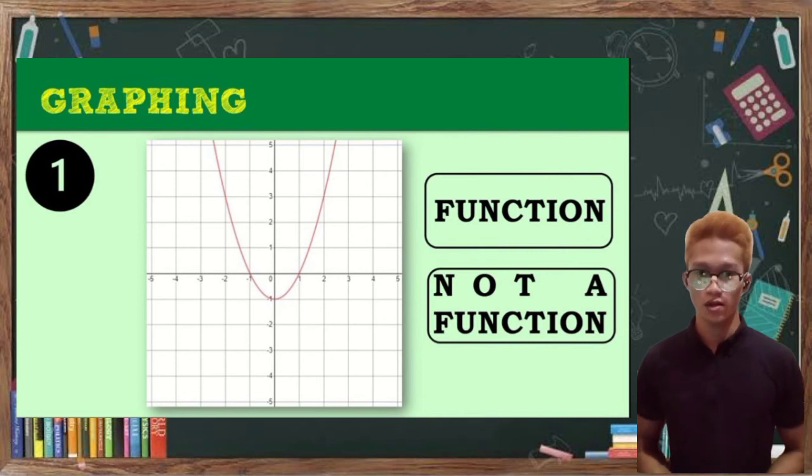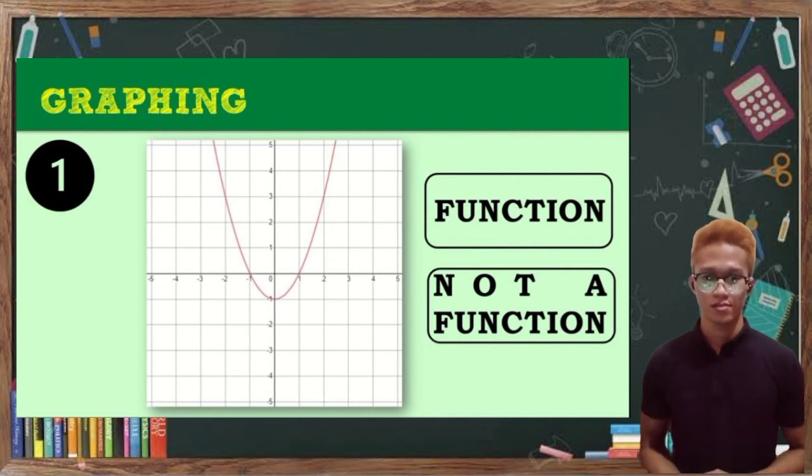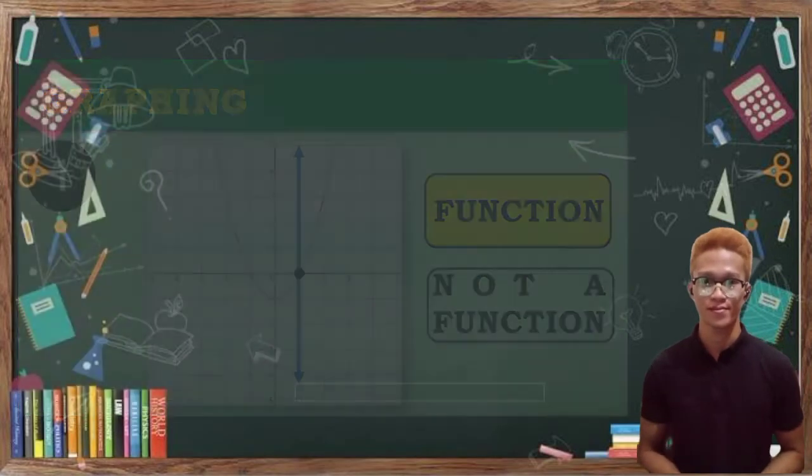So example number 1. Identify the given graph if it is a function or not a function. Alright, are you now done? Let's check if you got it right. Remember that you can move the line according to your will to test the graph if it's a function or not a function. And there you have it. It is a function. Very good.